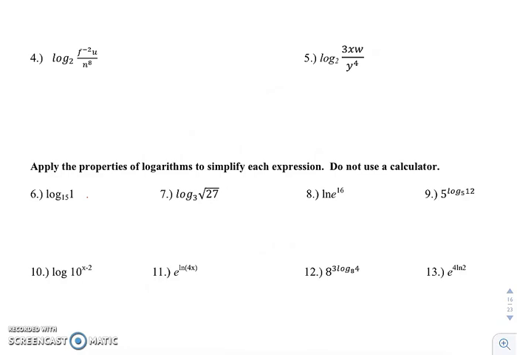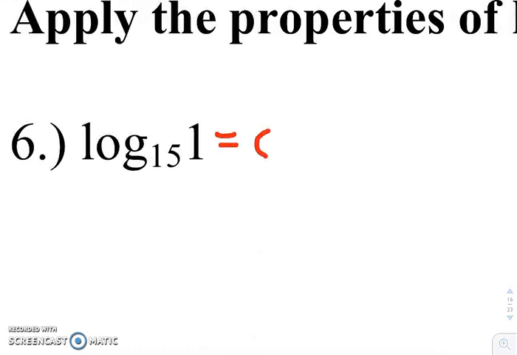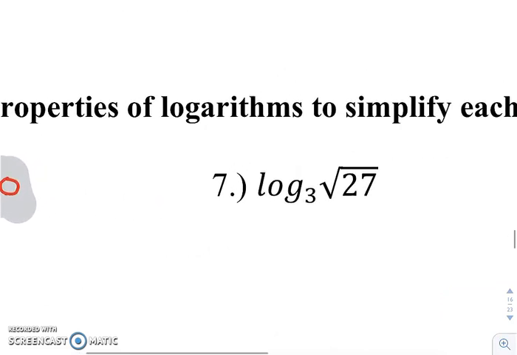So for 6 through 14, it asks us to apply the properties of logarithms to simplify our expression, trying to do it without a calculator. So some of them we've seen before, others we're going to use these new properties to kind of rearrange it and solve for them. So the first one, we know that anything to the 0 power gives us that 1. So this first expression is just going to be equal to 0.